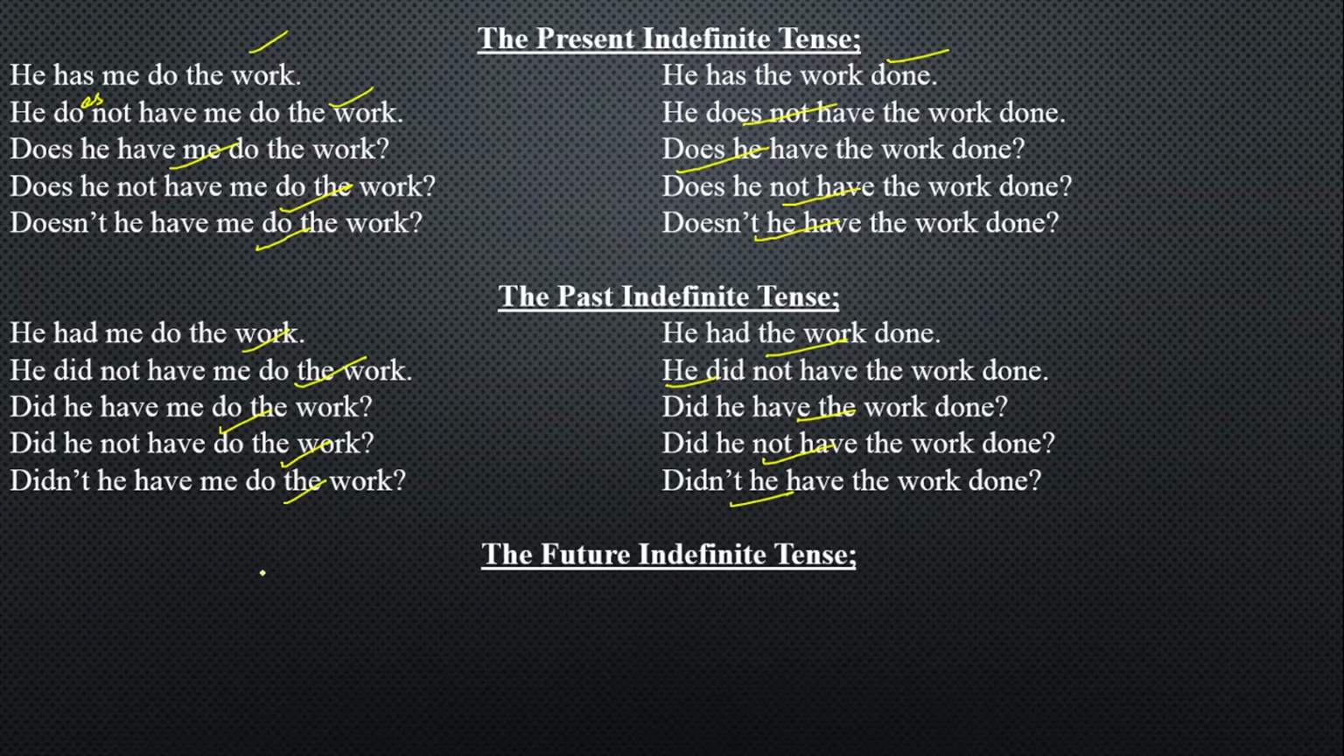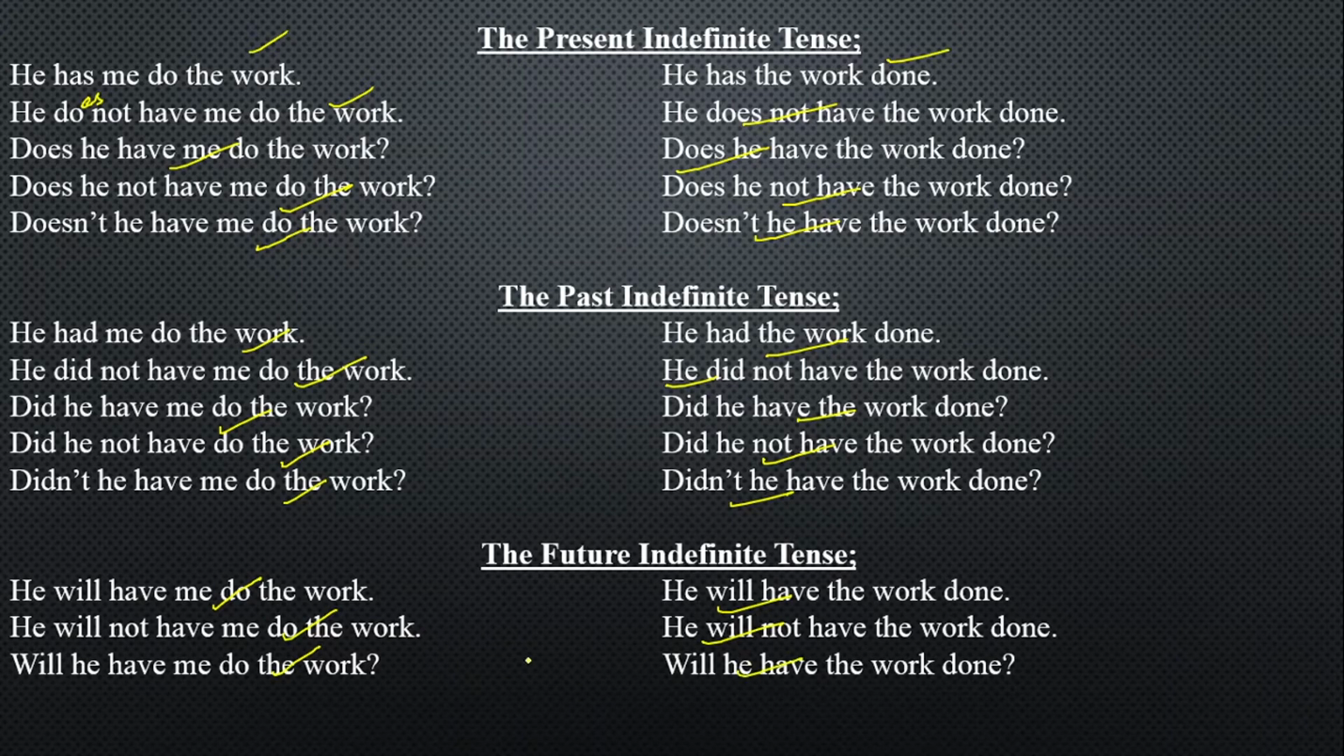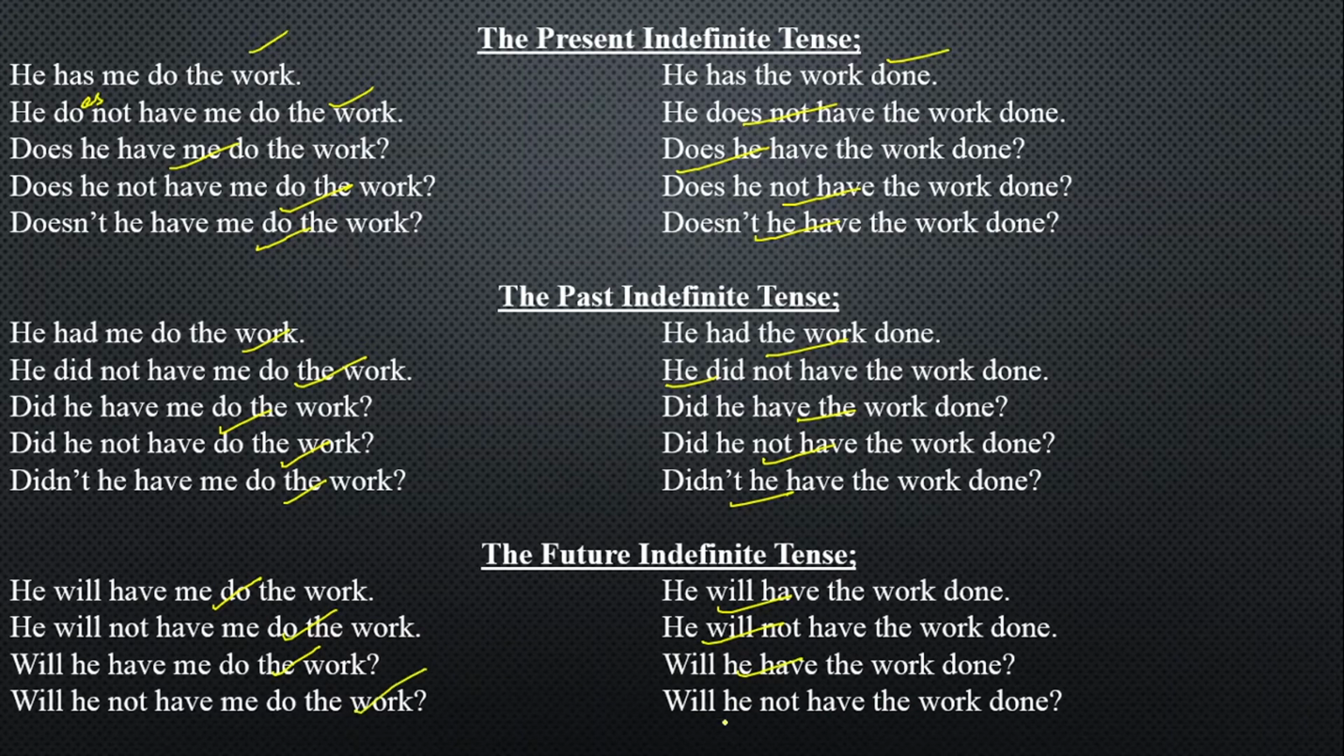The future indefinite tense. He will have me do the work, he will have the work done. He will not have me do the work, he will not have the work done. Will he have me do the work? Will he have the work done? Will he not have me do the work? Will he not have the work done? Won't he have me do the work? Won't he have the work done?